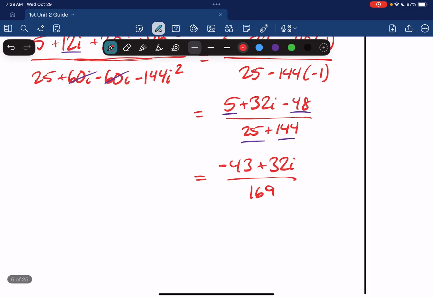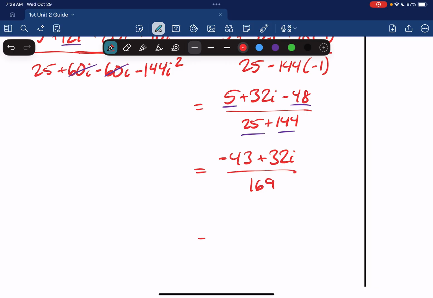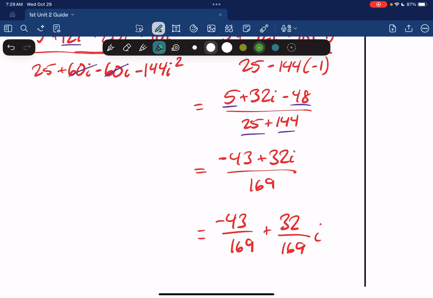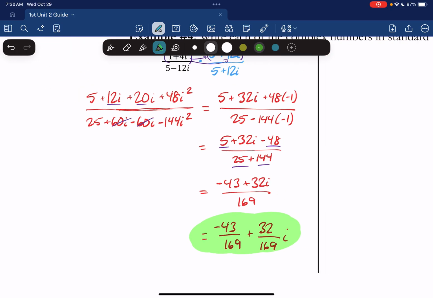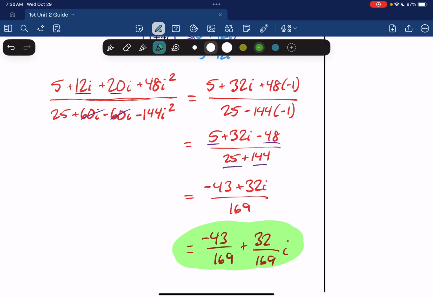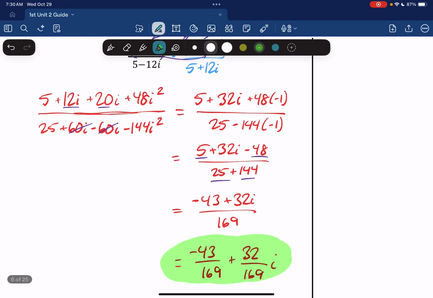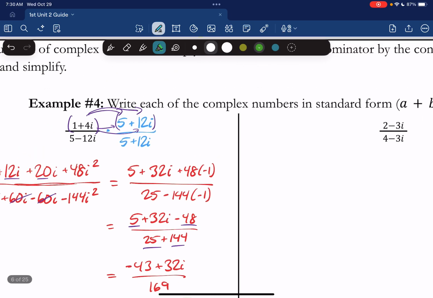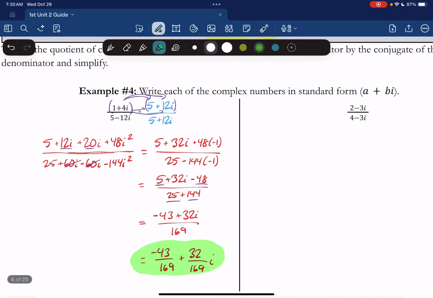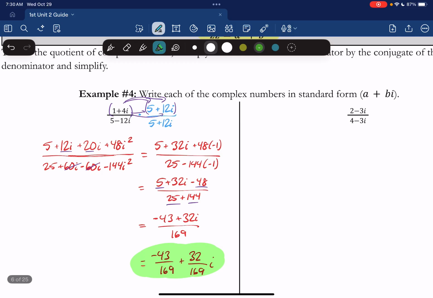And then I am going to split this into a real part and an imaginary part. So I'm just going to write this as negative 43 over 169 plus 32 over 169i. And that is what we get when we divide those complex numbers out. So it is just that one extra step of multiplying by the conjugate, but the only difference is that now I'm multiplying twice, and then it takes a little bit more simplifying. And also, again, multiplying the denominator by the conjugate gives me that a squared plus b squared. So 5 squared plus negative 12 squared got me that 169.